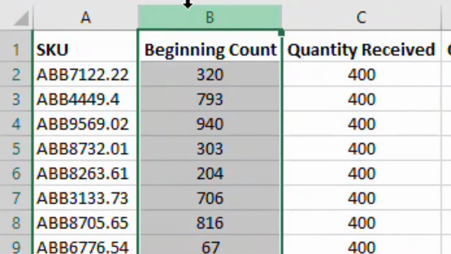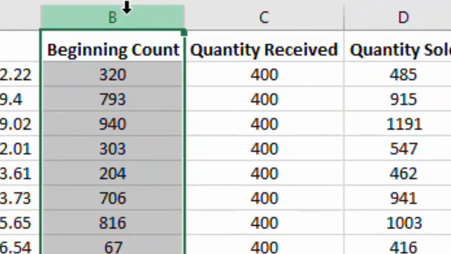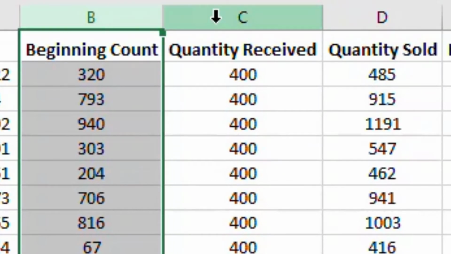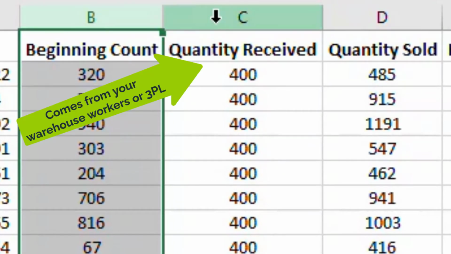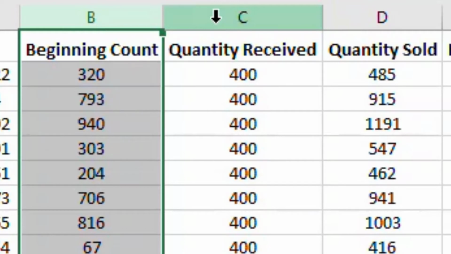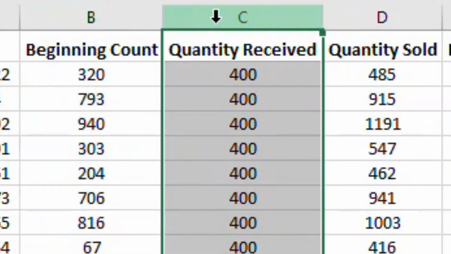Your beginning count is going to come from when you did this process last month. The quantity received is likely going to come from your warehouse workers or maybe your 3PL. Sometimes it's tricky to get this number.